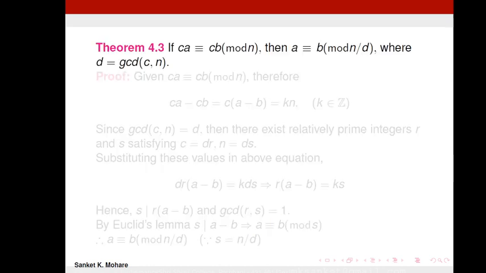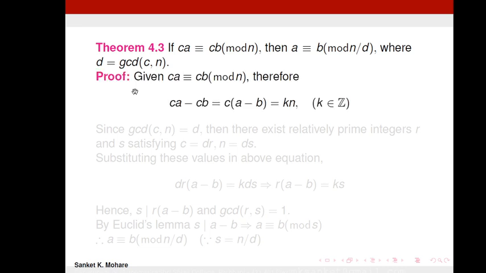Theorem 4.3. If ca is congruent to cb modulo n, then a is congruent to b modulo n divided by d, where d is equal to GCD of c comma n, and all these are integers and n is fixed. So if ca is congruent to cb modulo n, then a is congruent to b modulo n by d, where d is equal to GCD of c comma n. So here a, b, c, d and n are integers.